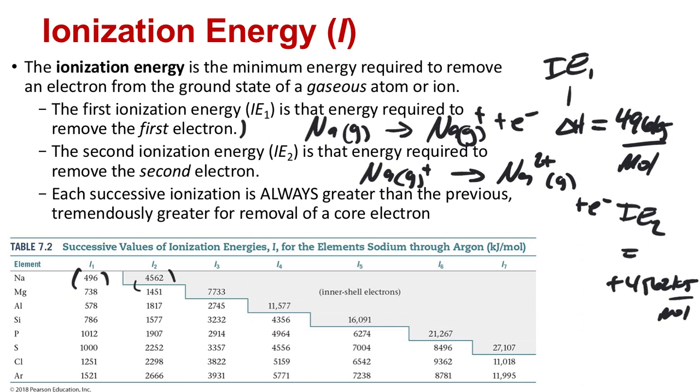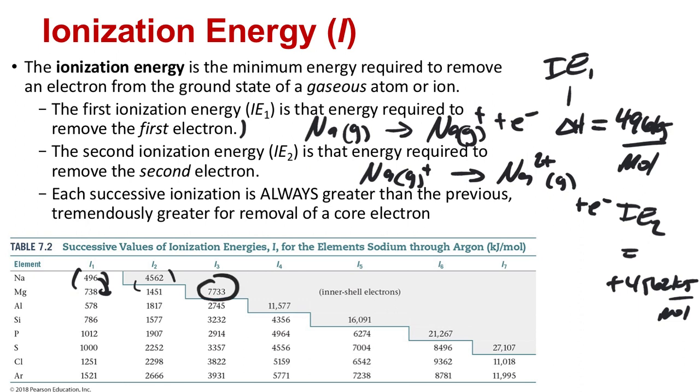And so if we inspect the table, we can see magnesium 738 to 1451 to 7733. So magnesium has two valence electrons, so it has two electrons that it can lose. The second electron took a little more energy than sodium's first, so you can imagine this increase here is coming from magnesium being a little smaller, having a higher effective charge, harder to remove an electron, and then about double the amount of energy to take the second electron off magnesium. And then if we wanted to go to magnesium 3 plus, huge jump.